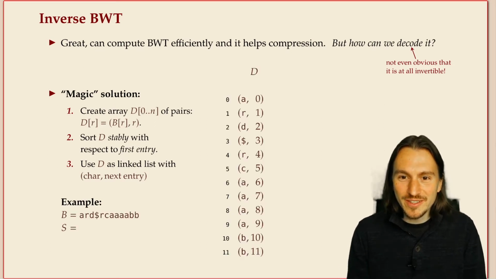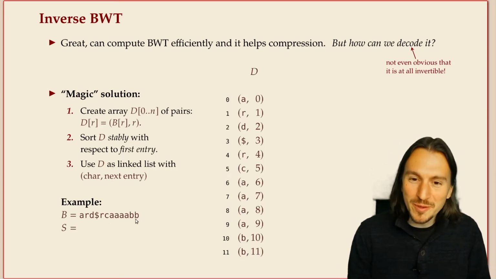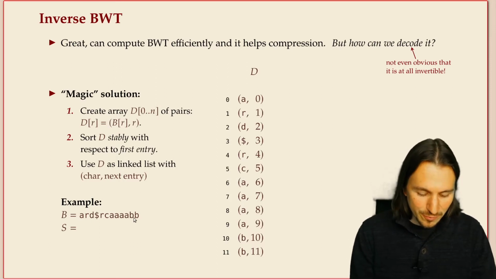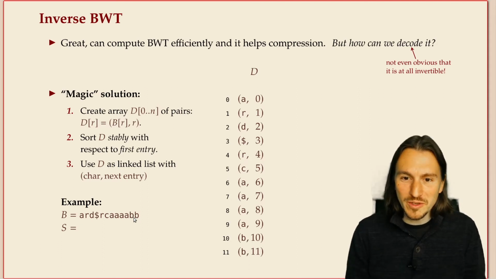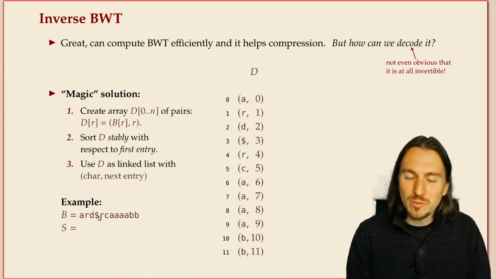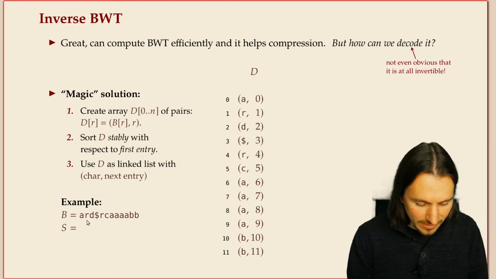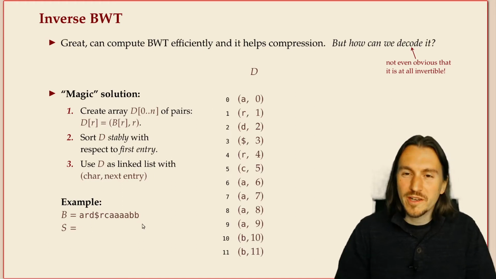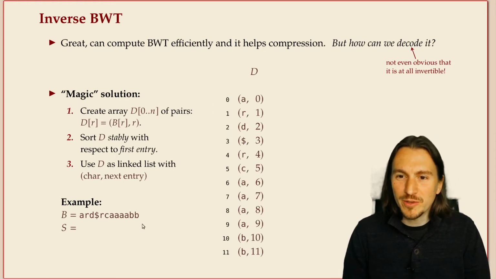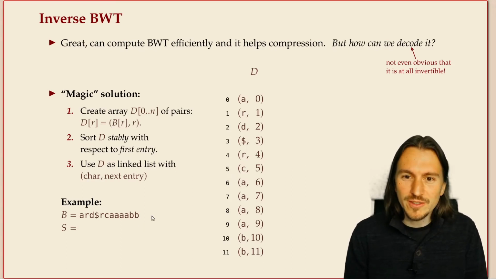Okay, here's the magic solution on an example. This is the transformation. That's the BWT of some text, but we don't know the text. The only thing we know is it ended with a $, and it obviously had a couple of A's, one R, one C, a couple of B's, etc. So we know what characters the text is comprised of, and how many copies of each character, because that stays the same if you take the BWT. But that seems to be pretty much all we can see from looking at this.